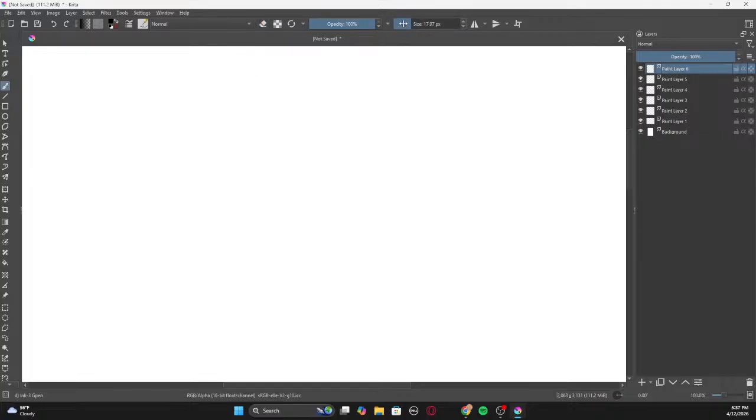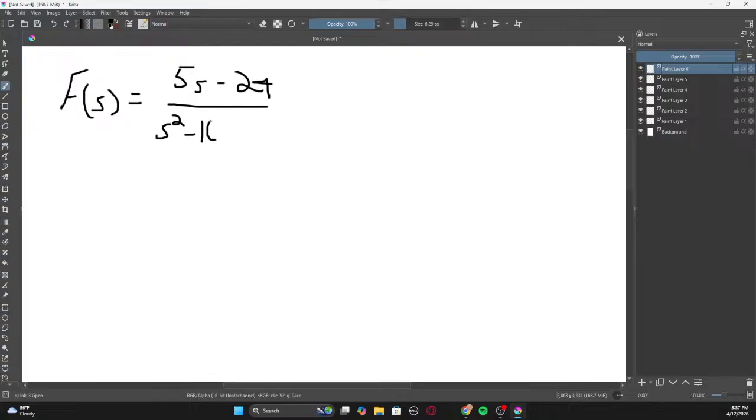All right, so let's see. This one shouldn't be too difficult. F of s is equal to 5s minus 24 over s squared minus 10s plus 24. For this one, I think we can complete the square.